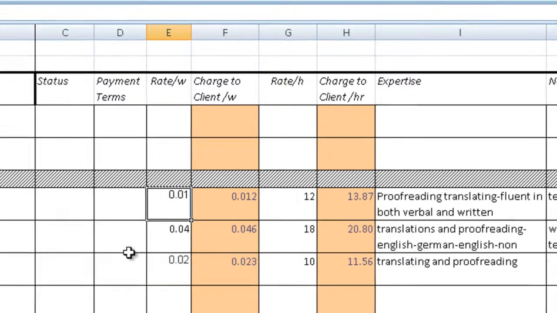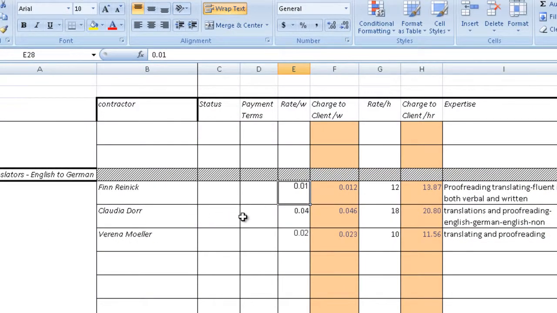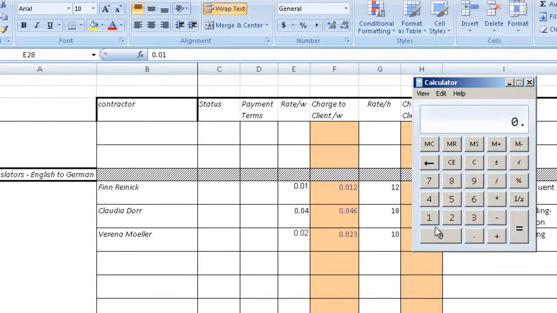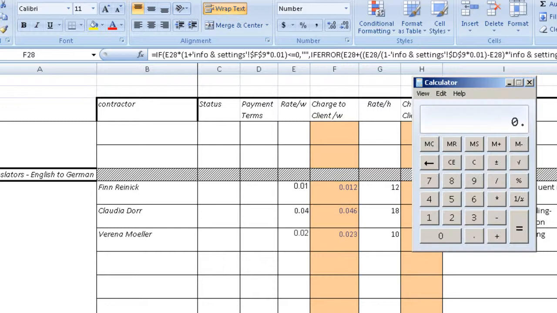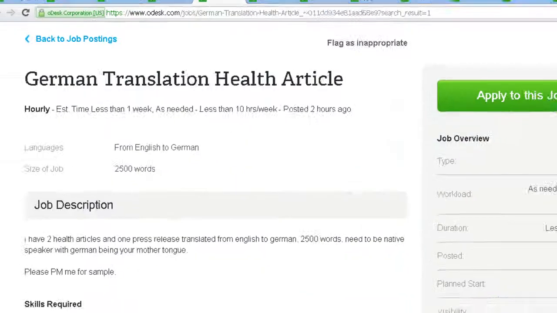So for Finn, the rate per word is 0.01. That's 1 cent. So you'll look to the right in column F, and the result will be 0.012. That's a little bit more than 1 cent per word. So you'll take that amount and multiply it by the word count, which is 2,500. That'll give you the bid that you should be placing for that particular project.